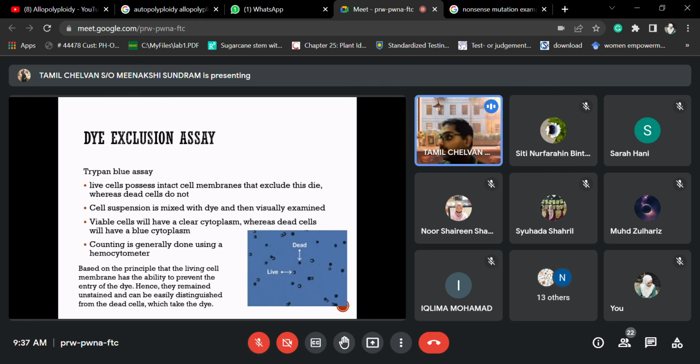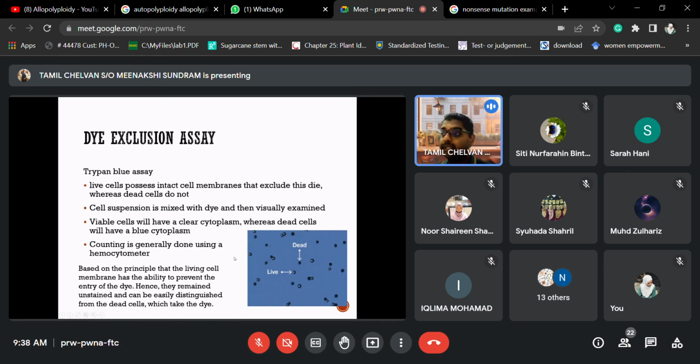Okay, I'll go through one of the assays. Trypan blue assay. Dalam trypan blue assay ni, live cells possess intact cell membranes, intact lah. Good cells, very compact, exclude this dye, whereas dead cells do not. So if you dye the cells to check which is dead or alive, the blue dye will stain the dead cells. The live cells won't be stained, so as you can see the white part here. Cell suspension is mixed with dye and then visually examined. Viable cells, yang viable means yang alive lah, will have a clear cytoplasm, whereas the dead cells will have a blue cytoplasm.